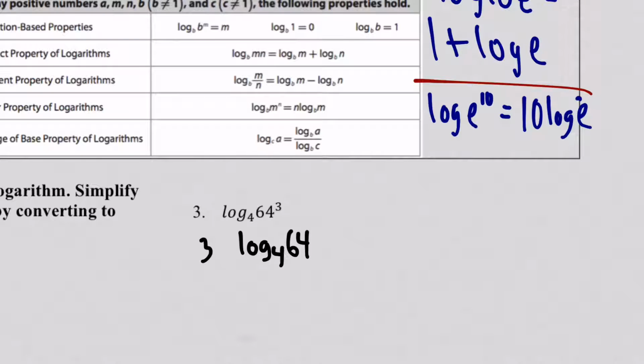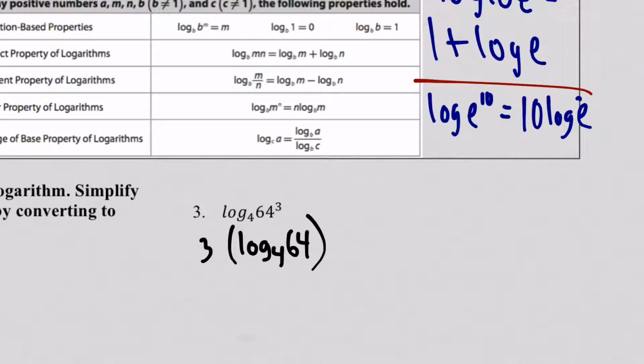I know it's there. But what I want to focus on right now is log base 4 of 64 and what that is. As soon as you get a little better at converting back and forth between exponential form and logarithmic form, you should be able to see what that is.